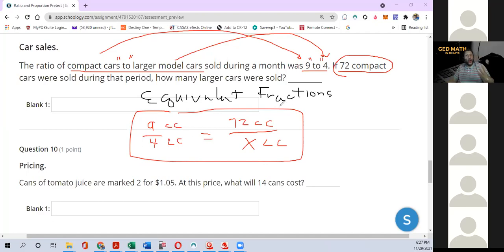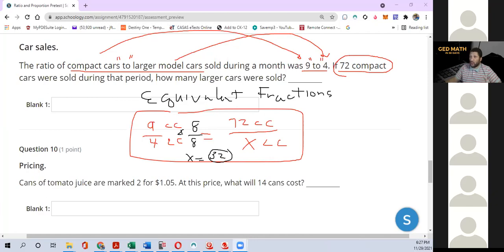And how do I know when equivalent fractions are the best to use? Does 9 go into 72 evenly? What do I have to multiply 9 by to get 72? 8. So whatever I do, if I multiply the top by 8, I must also multiply the bottom by 8. What is 4 times 8? 32. So 32 larger cars. X equals 32. That's the easiest way, using equivalent fractions.